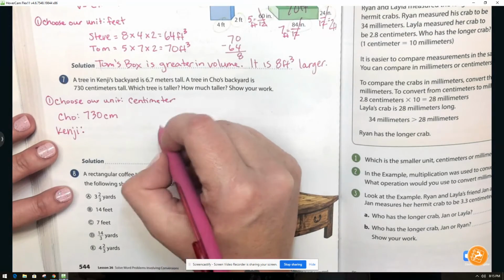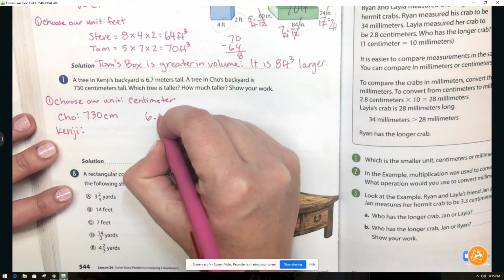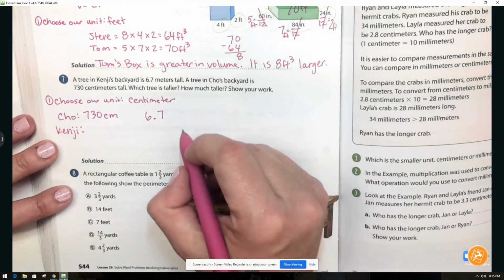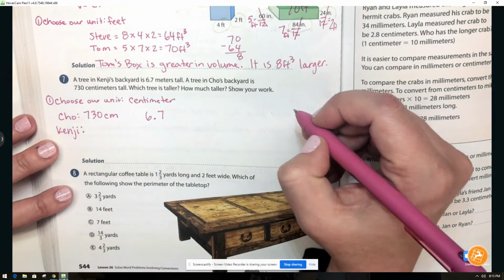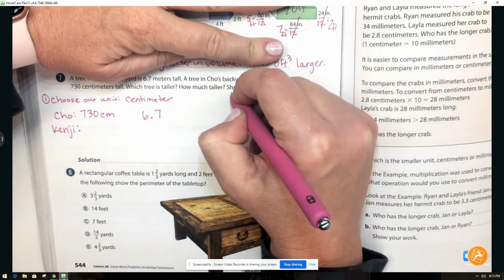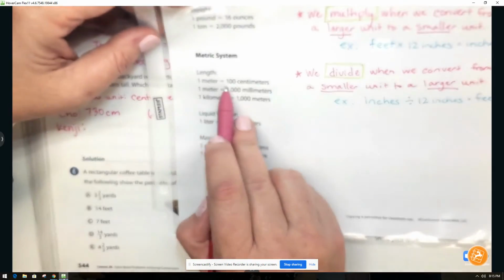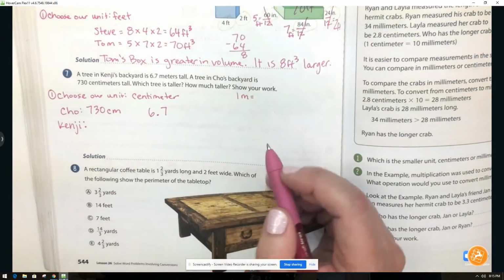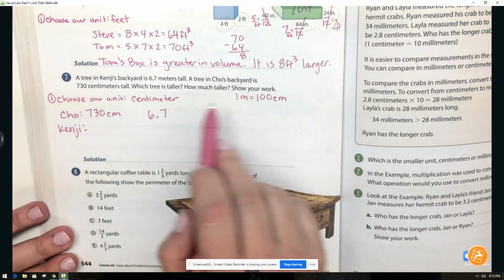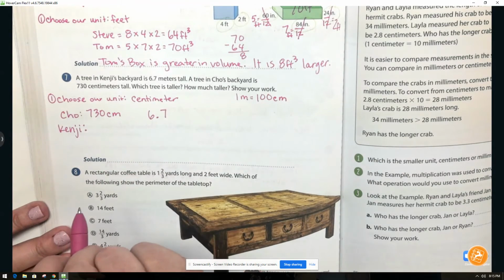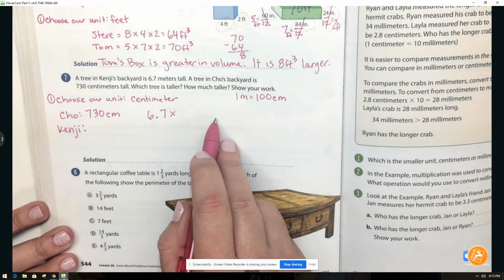So Kenji's right now is 6 7/10 of a meter tall. So if we have 6 7/10 of a meter tall, and we need to convert that to centimeters, we do need to figure out how many centimeters is 1 meter. So 1 meter is equal to, let me get out my little cheat sheet, 100 centimeters. So if I'm going from a meter to a centimeter, am I going to multiply or divide? That's right, I'm going to multiply. Whenever I go from a larger unit to a smaller unit, I multiply.